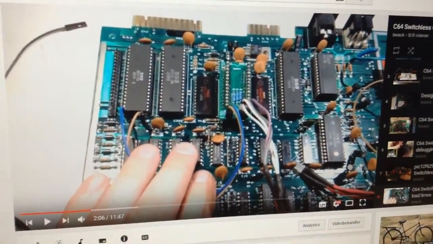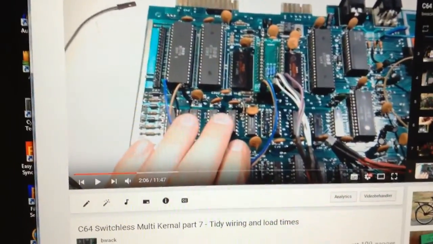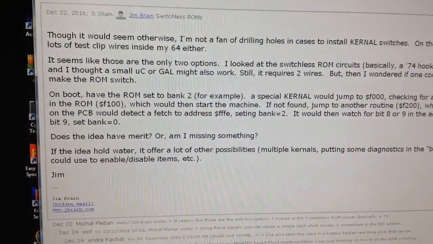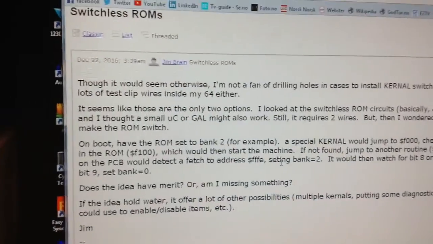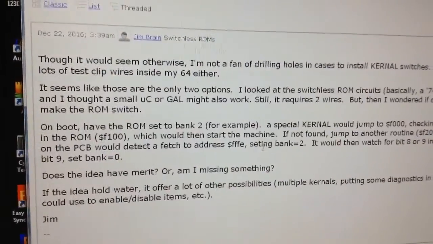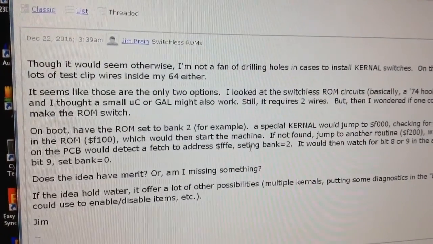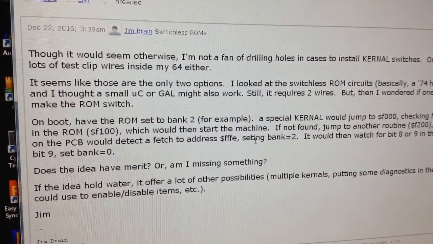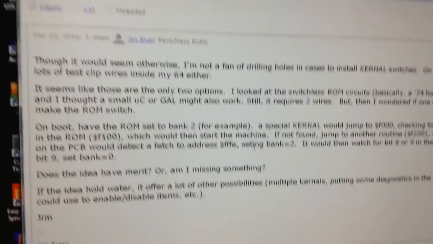It has come to my attention that there's a discussion going over at CBM Hackers. I got an email from Mindflare Retro, and there's this guy, Jim Brain. He has an idea of making a switchless kernel switcher without any cables. So just use the socket as it is. And I thought that was interesting.